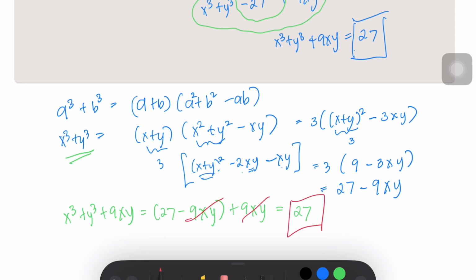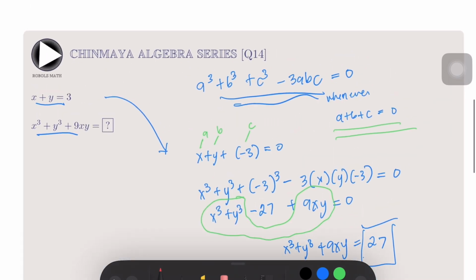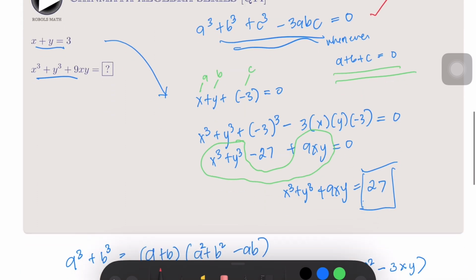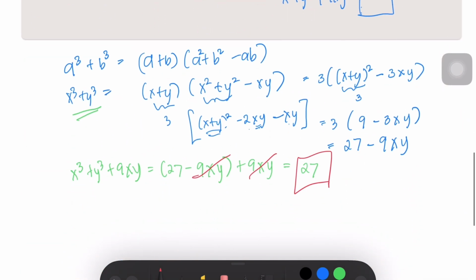So again, this is the longer method here, but we got the same answer, of course. So even if you don't know this special identity here, you can still answer this using fairly standard methods, using the expansion of the a cubed plus b cubed sum.